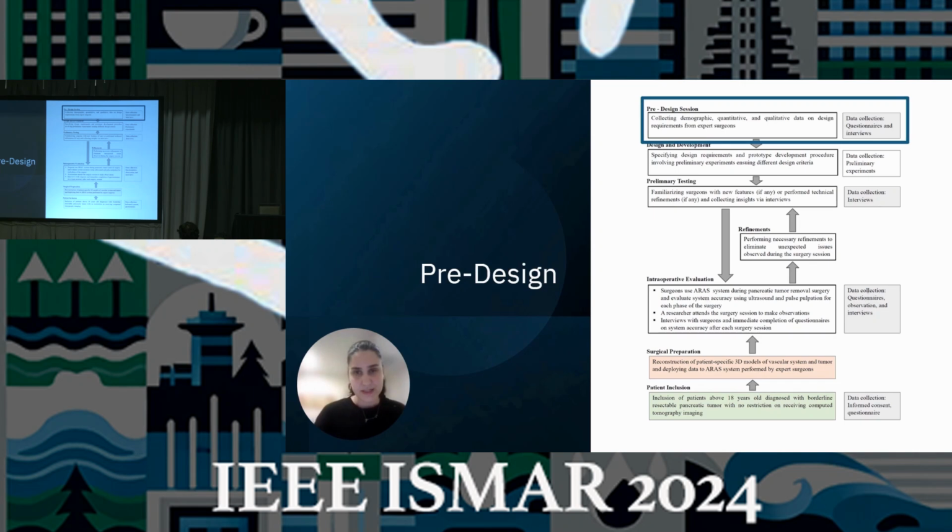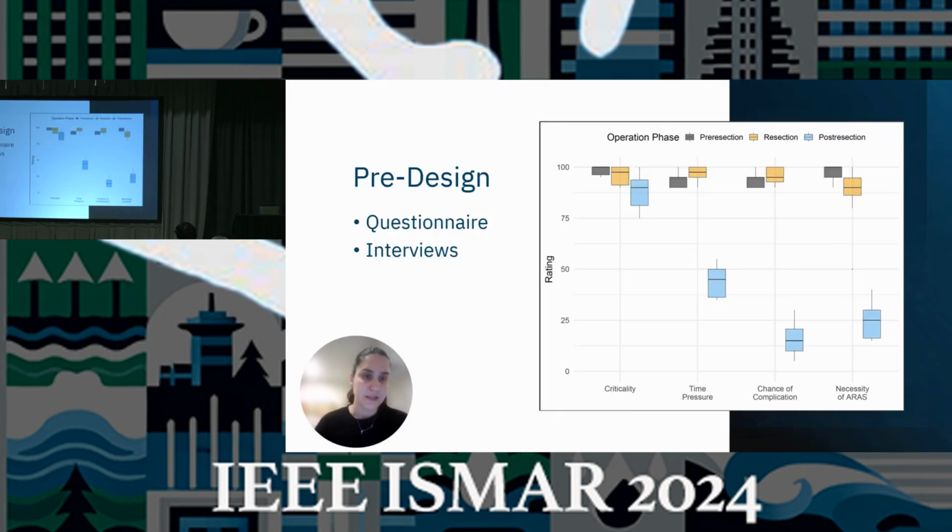So in the pre-design stage, we collected questionnaires and interviews from the surgeons, trying to understand the needs and the requirements for such a system. We collected the questionnaire data on what the need is and when that need is most important.